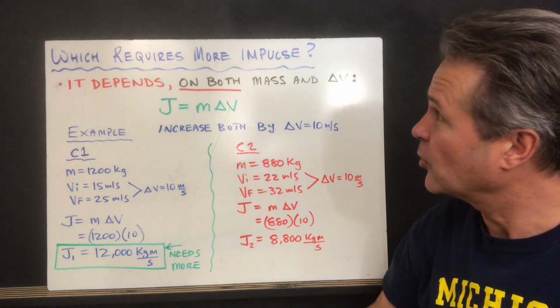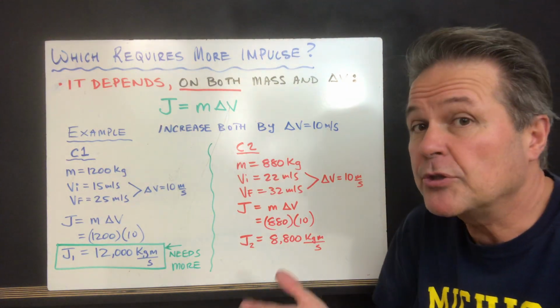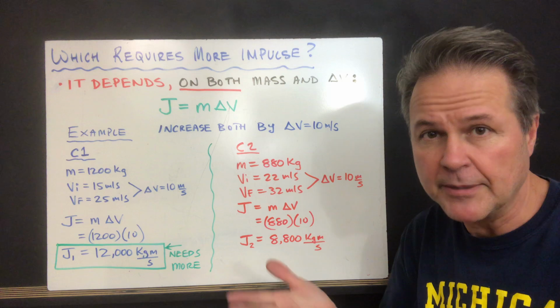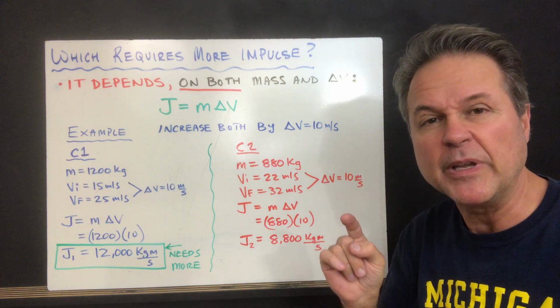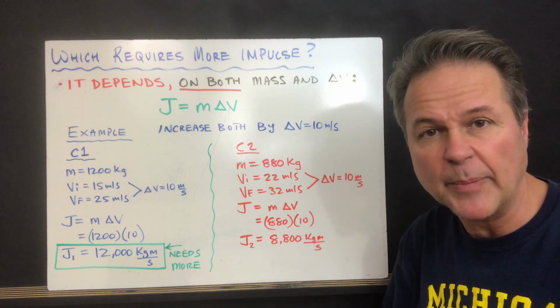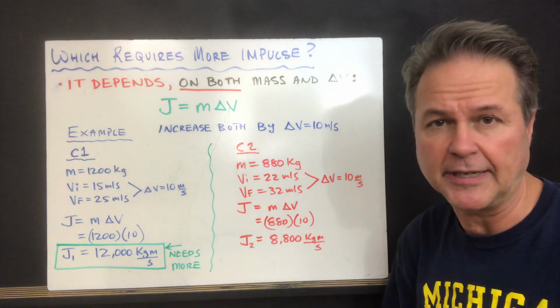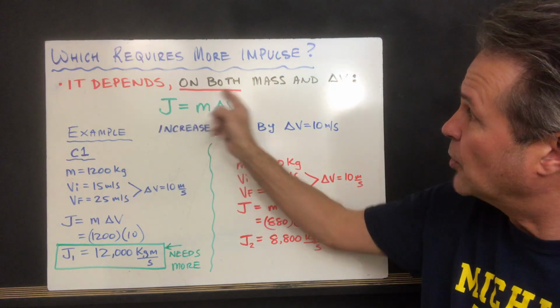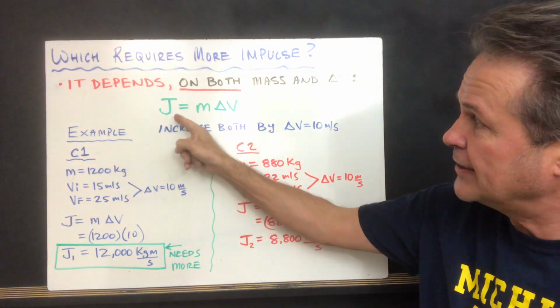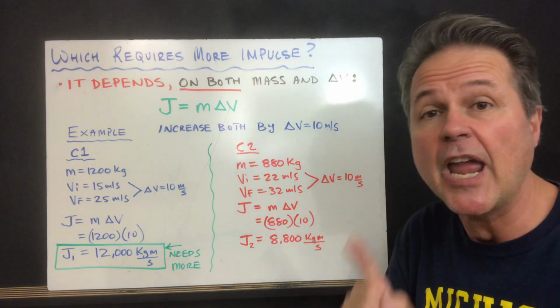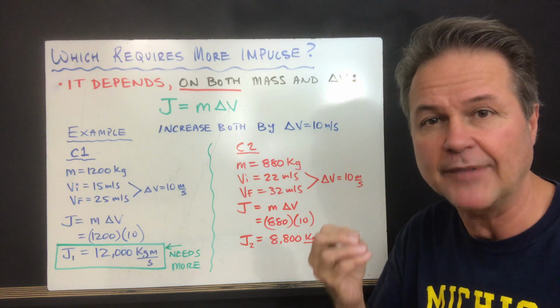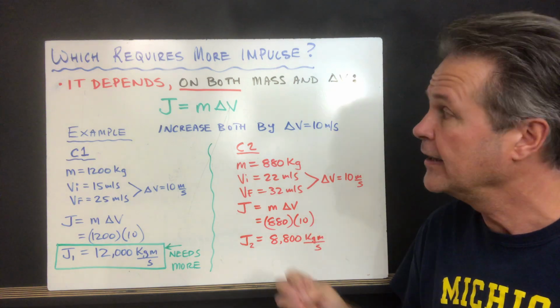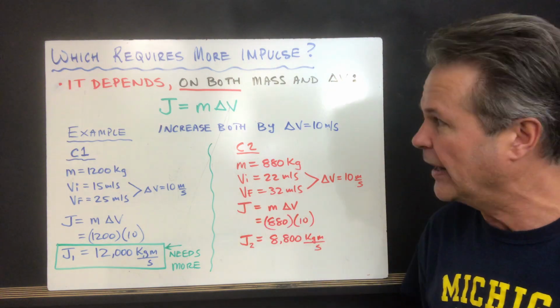Now, which requires more impulse? Well, impulse to do what? Change the momentum of an object. And since we require an impulse to change the momentum of an object, there are two factors that come into play: mass and velocity. So it depends on both mass and velocity, because impulse is mass times the change in velocity. So we actually have to change the velocity in order to answer this question.